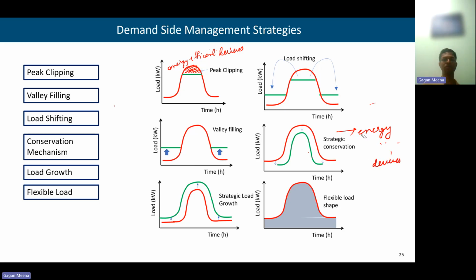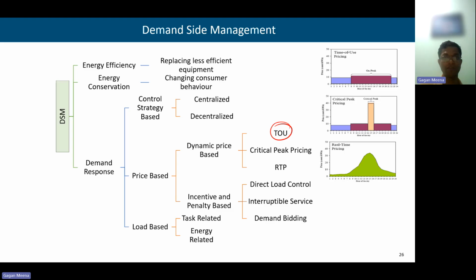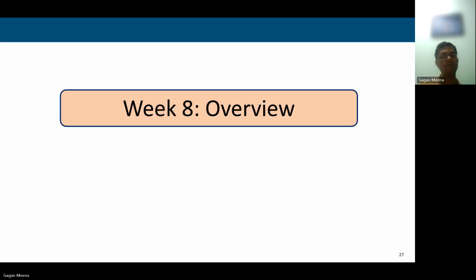And this is the most realistic one. Not realistic, we would say. The most advanced theoretical is this flexible load shape, whatever shape we can derive. But it's easier said than done. Easy to say, but it's very difficult to achieve this.